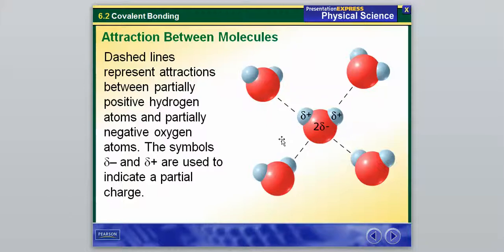So these dashed lines are showing that right here this hydrogen atom is attracted to this oxygen atom. Same with this hydrogen atom to this oxygen atom, same with this hydrogen atom to this oxygen, and this hydrogen to this oxygen. Just because these don't have the symbols written in there doesn't mean that they don't still have the partial positive and partial negative charges.